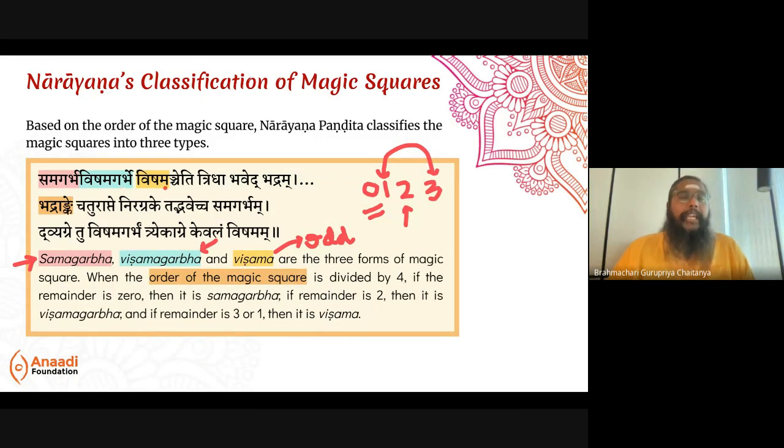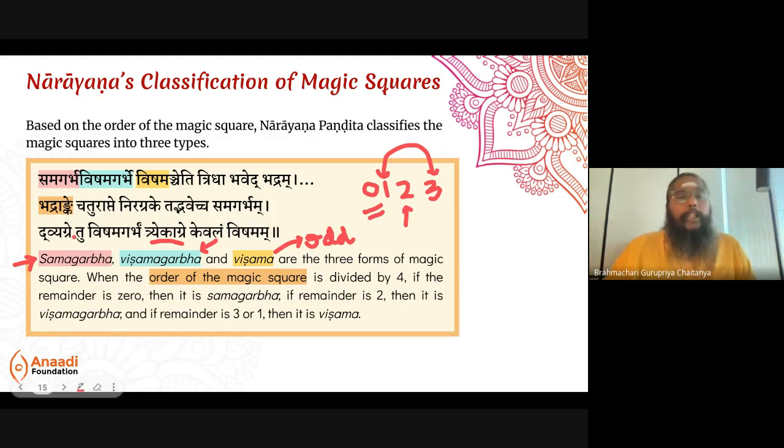Samagarbha Vishamagarbhe Vishamancheti Tridha Bhaved. Bhadram Bhadranke Chaturapte Niragrake Tadbhavetcha Samagarbham, Dvyagre tu Vishamagarbham, Triyekagre Kevalam Vishamam. Agra means remainder in mathematics. Bhadra Anka, if we take the order of the magic square, Chaturapte, when you divide it by 4, Niragrake, no Agra, there is no remainder. In that case, Tat Bhavet Cha Samagarbham, that is called a Samagarbha.